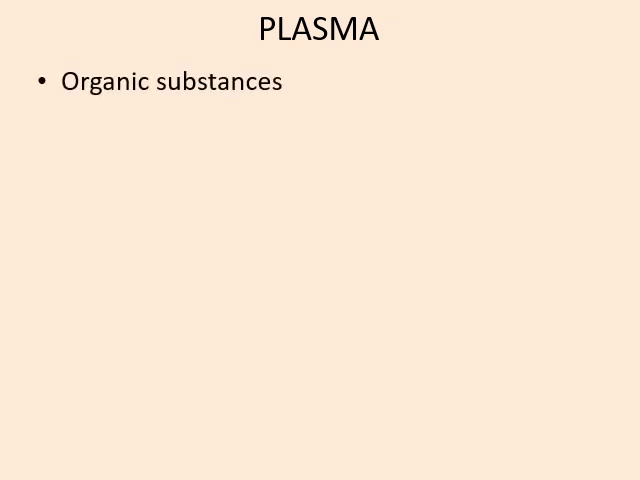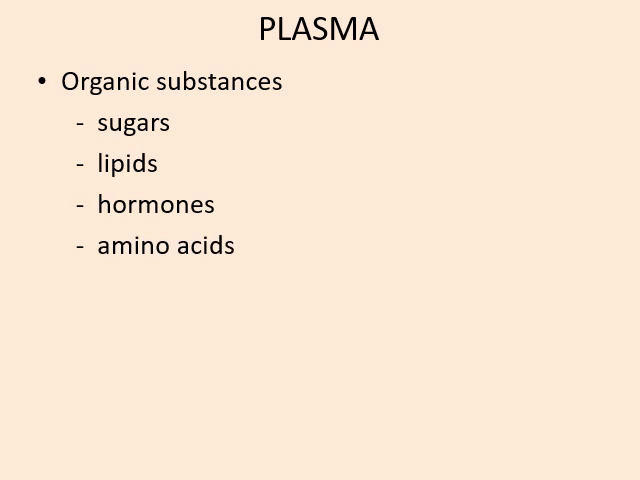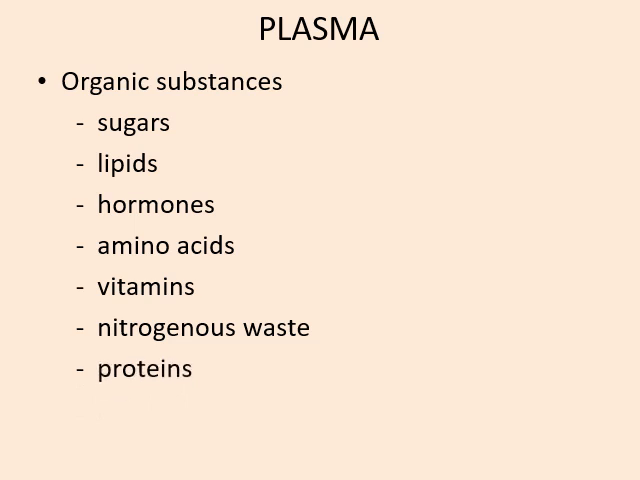So what makes up the organic substances? These are anything that is carbon-based. So we've got your sugars, your glucoses, we've got your lipids, so your fats, your hormones that are circling around, so your sex hormones or your adrenaline, anything like that. We've got amino acids that have been broken down in your digestive system. You've got your vitamins. You have any nitrogenous waste, so all that cell waste. And you've got different types of proteins.